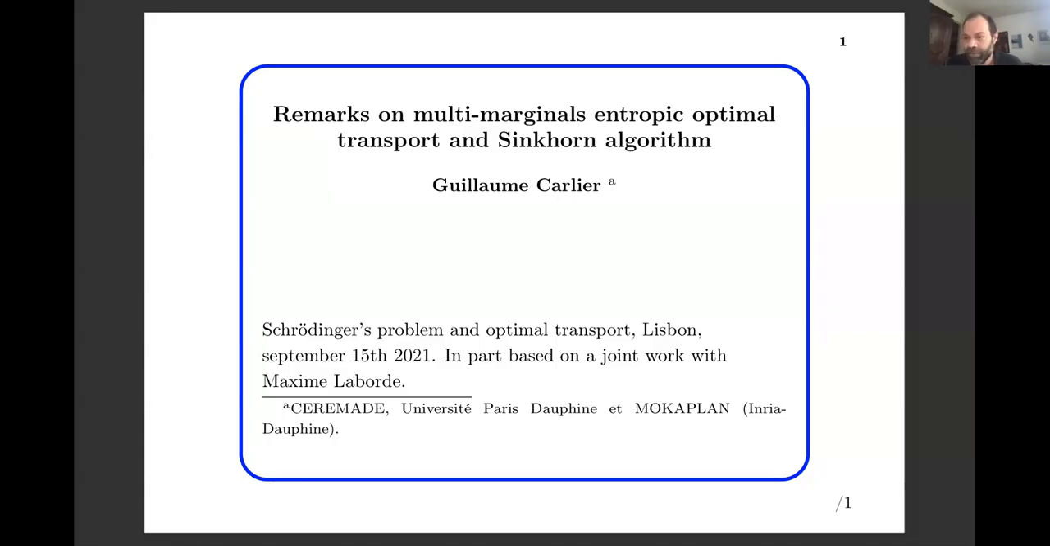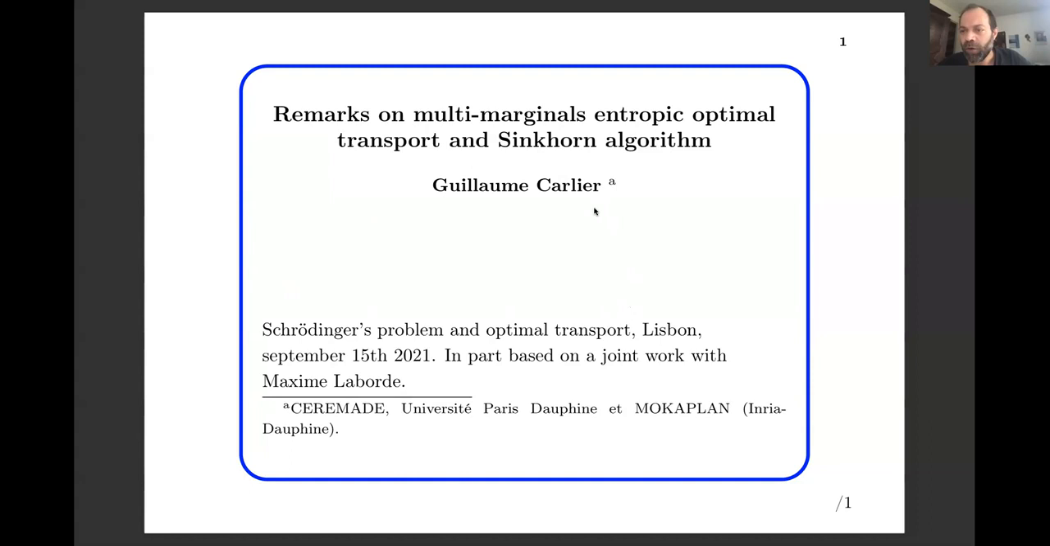Oops. And I also apologize because I'm not able to follow all the very interesting and nice talks at this conference. I'm going to talk about entropic regularization of optimal transport, but for multi-marginal problems. So basically, I will describe in an easy and self-contained way, hopefully, two results.